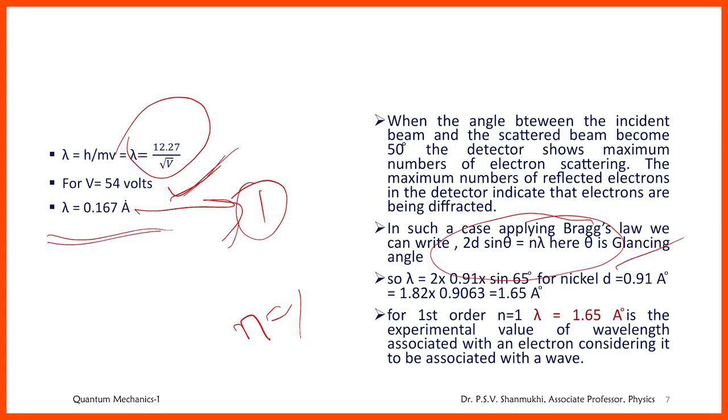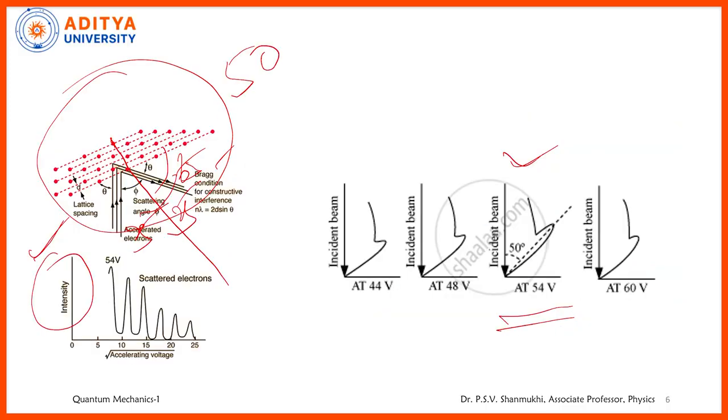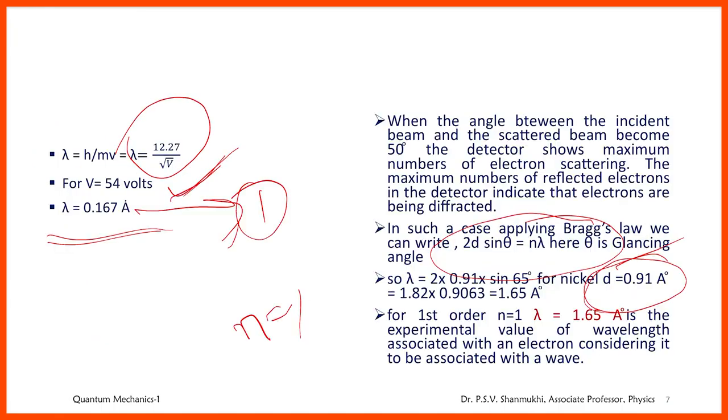What is d? d is the interplanar distance. In the case of the nickel crystal, the interplanar distance is 0.91 angstroms. And the glancing angle theta, as we have just seen, is 65 degrees. Therefore, lambda is equal to 2 into 0.91 into sin 65. Simplifying, we get 1.65 angstroms. So for the first order Bragg reflection, lambda is 1.65 angstroms.